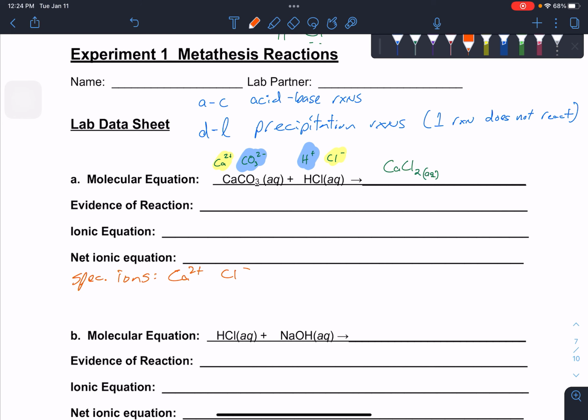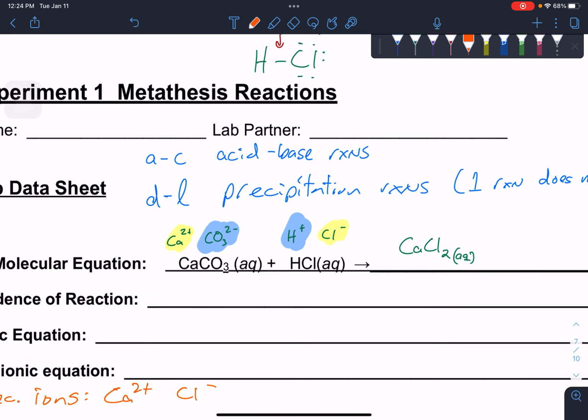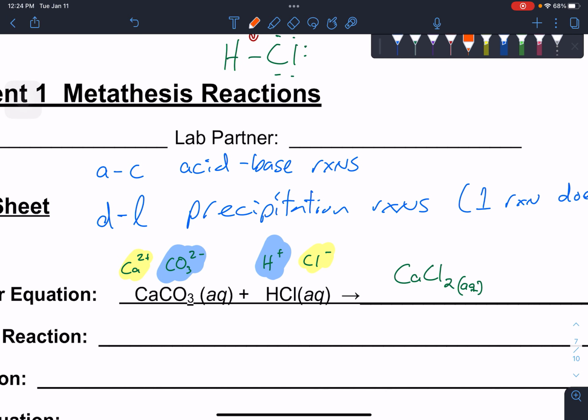So if those are the spectator ions, that means that the hydrogen and carbonate are what's actually going to react. And I'm actually going to put it up here and do it this way. So notice I have a -2 and a +1. That means I have to adjust the numbers there. I need 2 of those protons to balance out the -2 on the carbonate. This is referred to as carbonic acid.